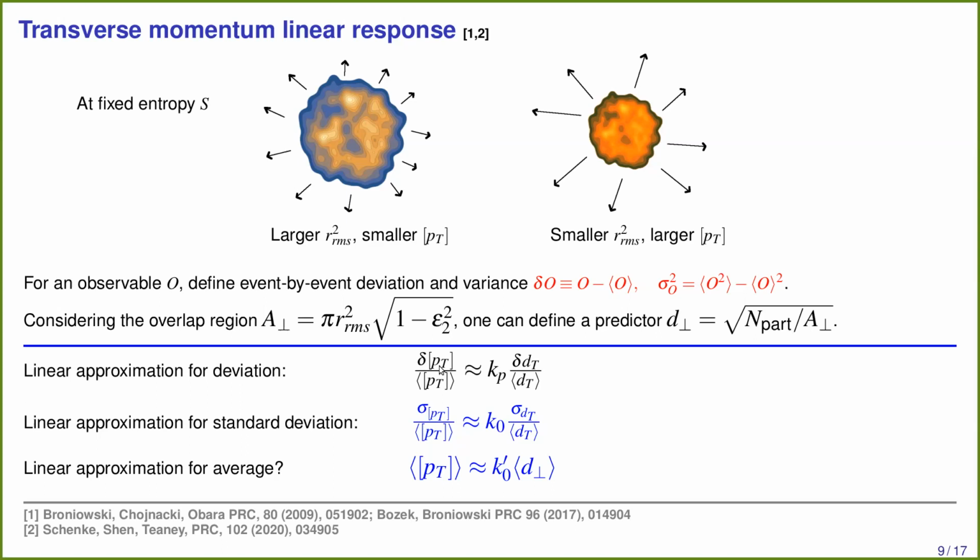Okay. So there are some recipes. For instance, if I have this deviation, you see here, this relation is not accessible in the experiment because there is no average, and this bracket means the average pT in a single event. Therefore, what we see in the experiment is many-event averages, so you do not see these kinds of things. But we have this linear approximation for a standard deviation. This is what we can use.